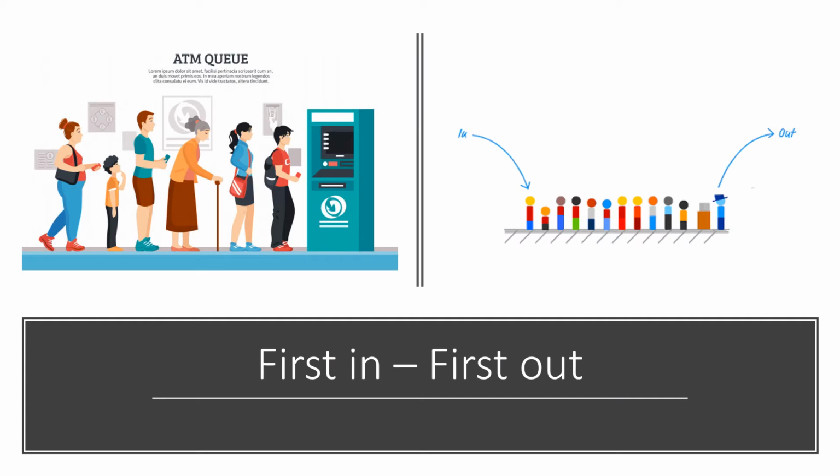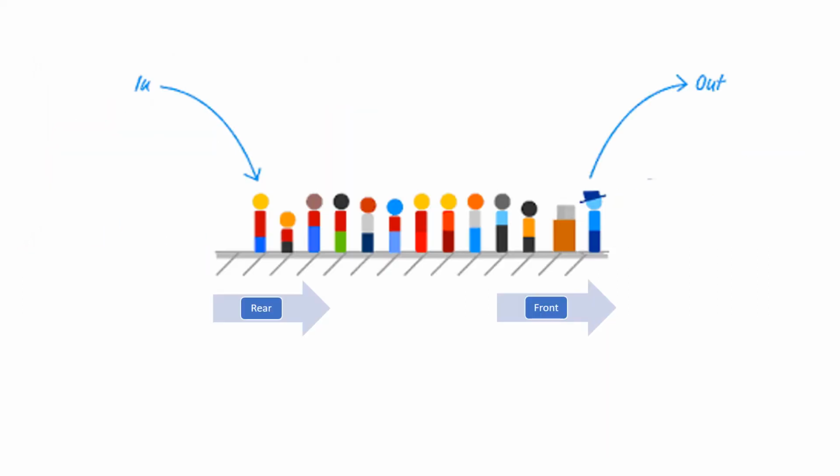It is a universal rule that the person in front gets to access the ATM service first, followed by the next person in the queue. This rule is called first in, first out. So in a queue, there is a front end and the rear end. We join in the queue at the rear and we go out from the queue from the front.